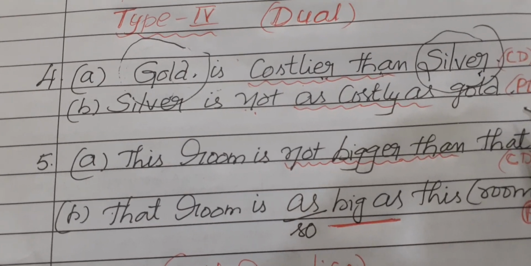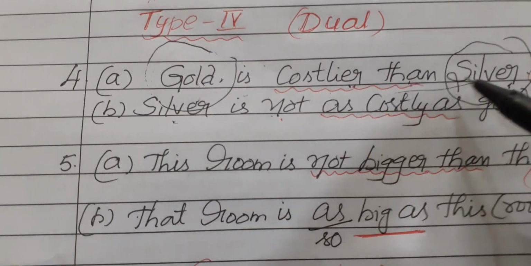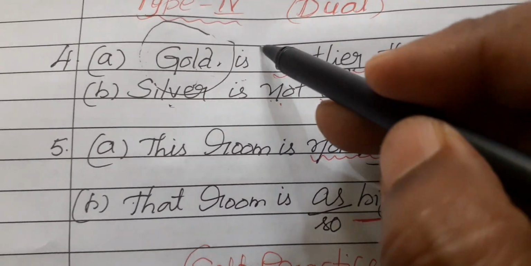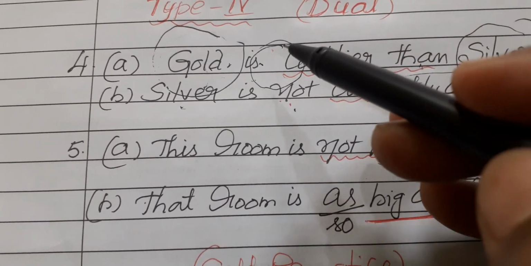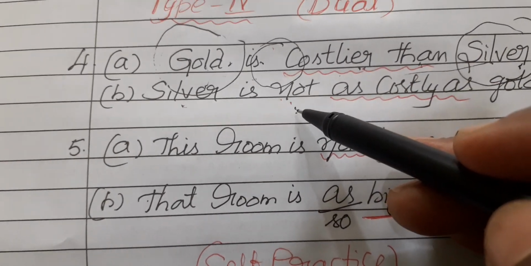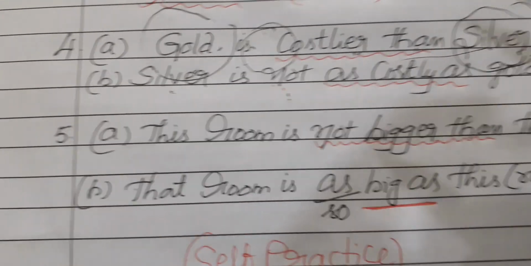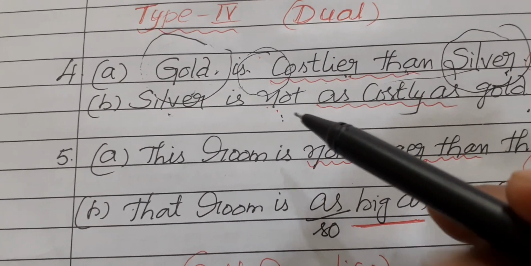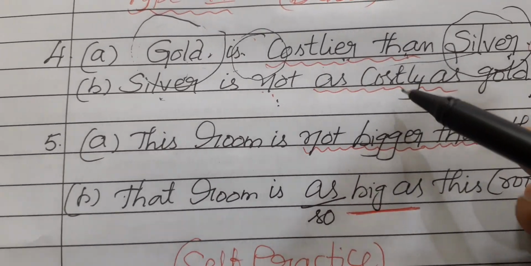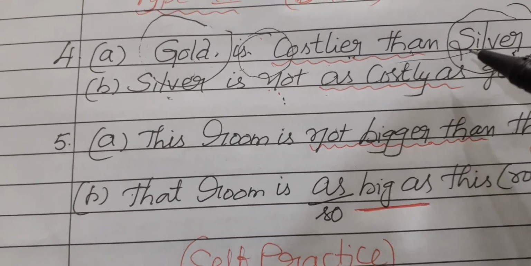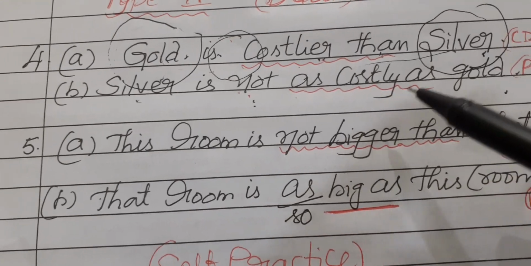Now come to the positive degree. Very simple. Silver first, gold last. Silver is not. Yes, we have to write not here. Positive to negative, negative to positive. If not is already given, we should not write it again, like a question tag. Here also opposite. Positive to negative, negative to positive. Silver is not. Costlier, positive is costly. Before one as, after one as, usual. That we know already. Silver is not as costly as gold.